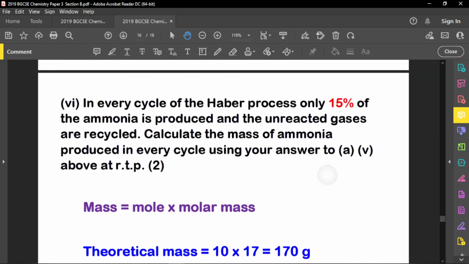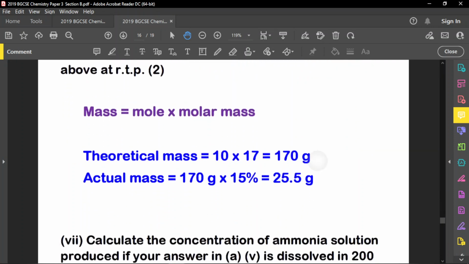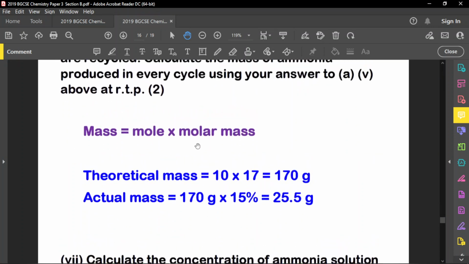Now for part 6, it said, in every cycle of the Haber process, only 15% of the ammonia is produced and the unreacted gases are recycled. So calculate the mass of ammonia produced in every cycle using your answer to A5 above at RTP. Now, the first thing here, remember that mass is equal to mole times the molecular mass, right? Or the molar mass.